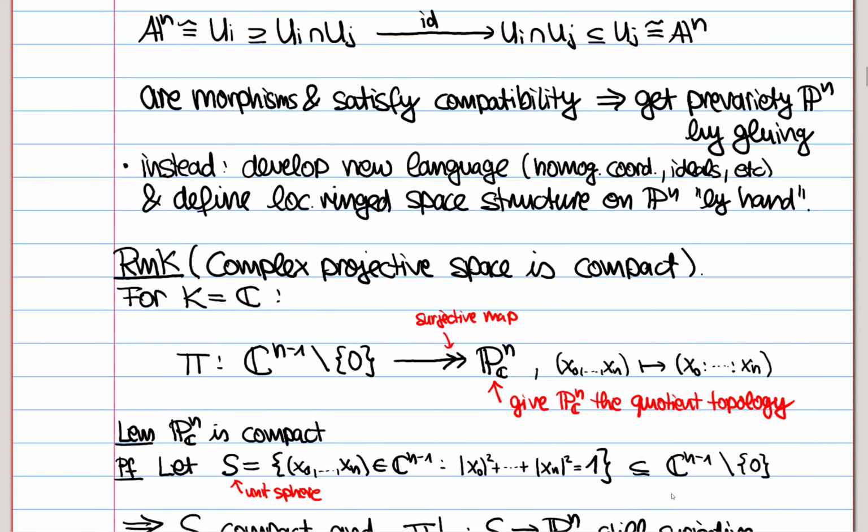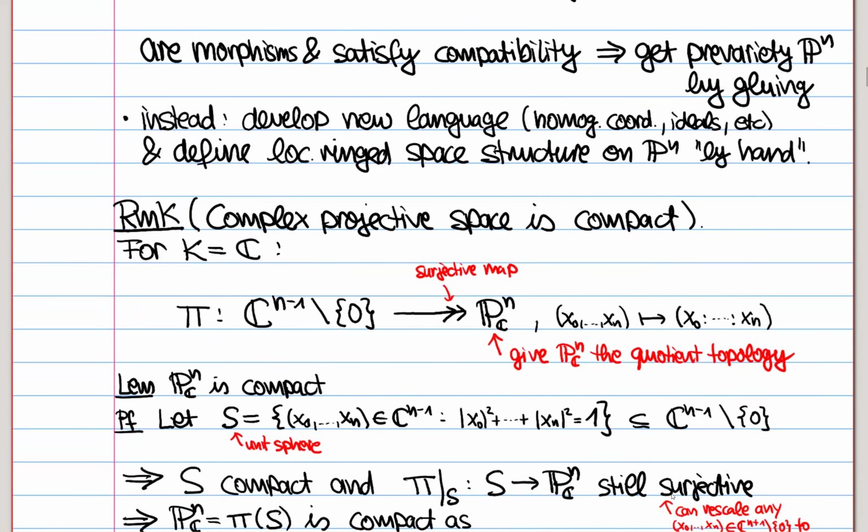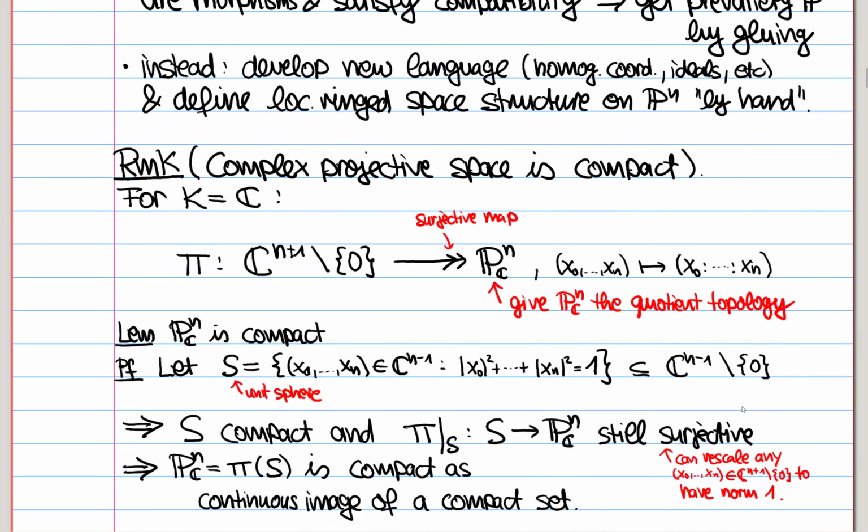Okay, and so the last thing I want to show is that you can do this construction also over specific fields. So for example, over the complex numbers. And then we always get that the field to the n, sorry, n plus 1, minus the origin always maps surjectively onto the projective space, sending this here to the corresponding point given by the homogeneous coordinates. And there's a surjective map.